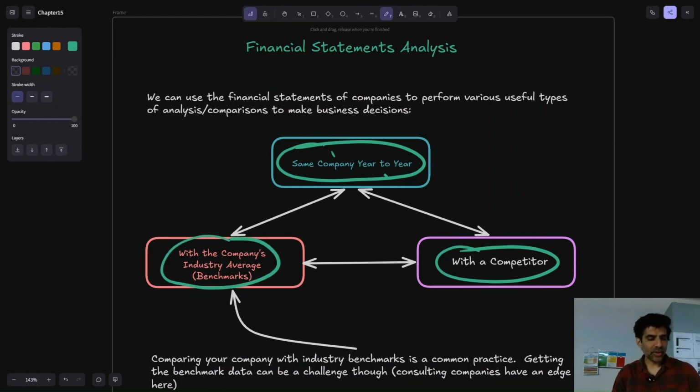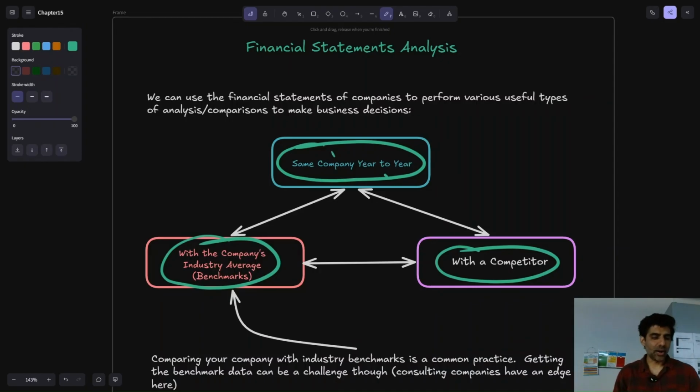Sometimes it's worth it to compare your company against the industry average, right? So if you're looking at a steel maker, maybe there's not just one competitor. You want to see how your steel manufacturer compares to the industry as a whole, right? How competitive are their margins, etc.